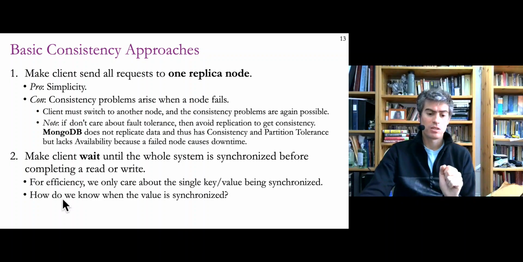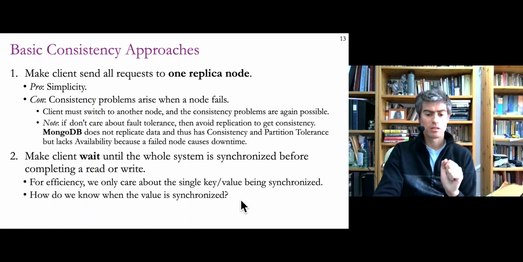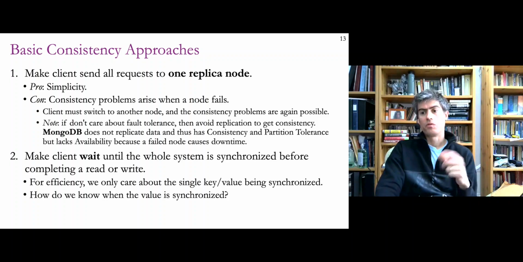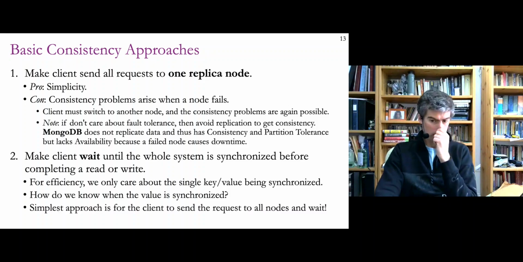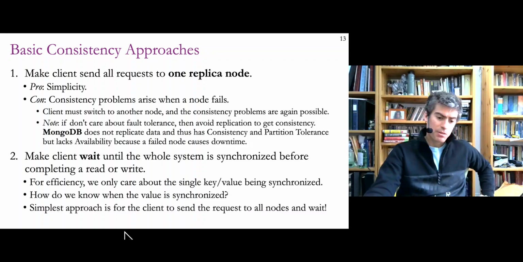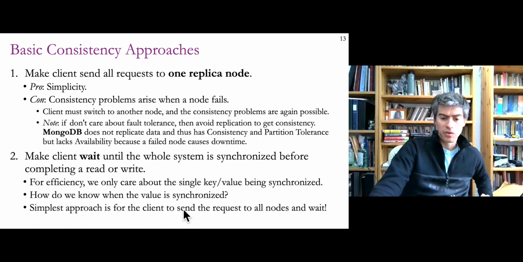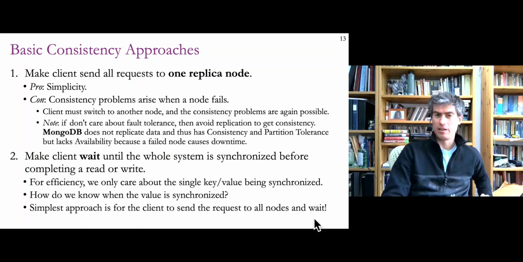All right, so we have to have some strategy to figure out when this value is synchronized. You can stop and think about that. How do we know when the value is synchronized? Meaning when we're writing, that all the replicas have the correct value, or when we're reading, that we've waited until all those replicas have received the same value if there's an update going on. Well, the simplest approach you might think of is to have both the reads and writes happen on all the nodes and to somehow wait until they all have the same values.